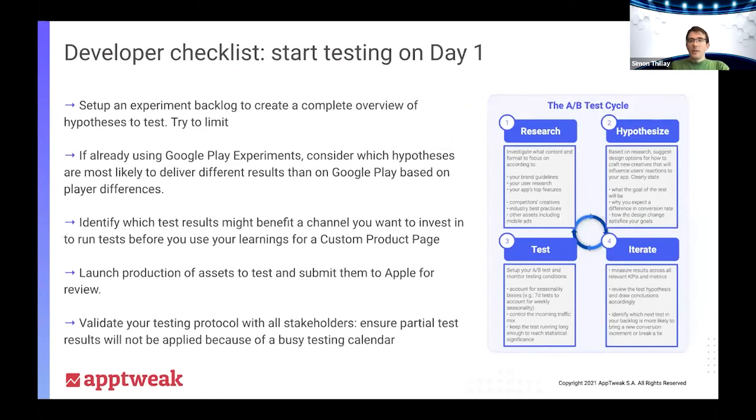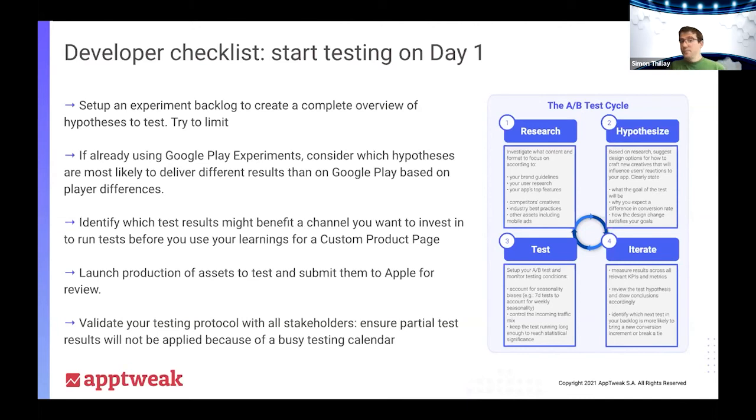But if you're already aware of how A/B testing is really meant to help you improve your store conversion rate, then here's a checklist you should be following. First, set up an experiment backlog to have a complete overview of all of the different hypotheses you want to test. Second, if you've been using Google Play experiments already, have a look at your hypotheses and establish which ones are most likely to have different results on iOS than on Android.